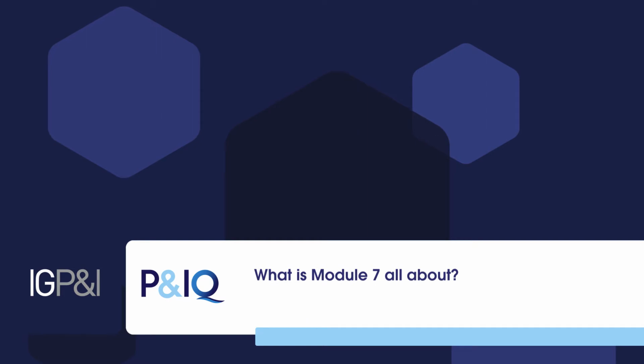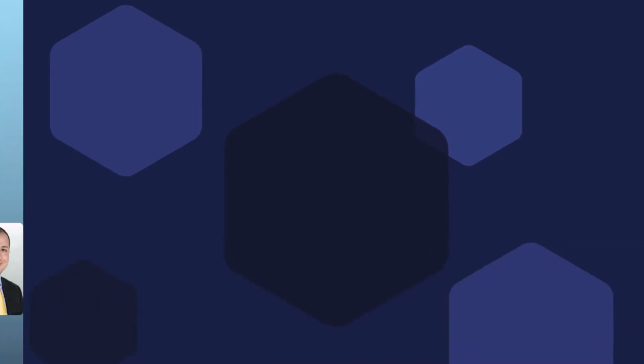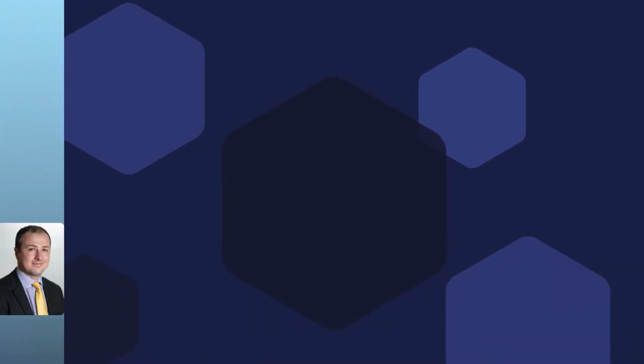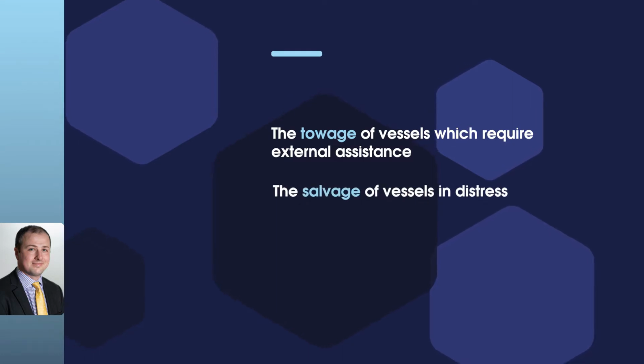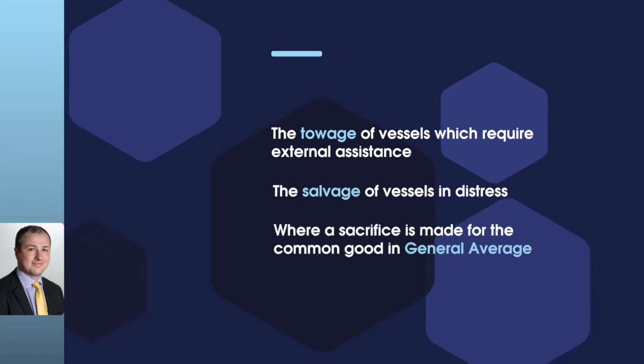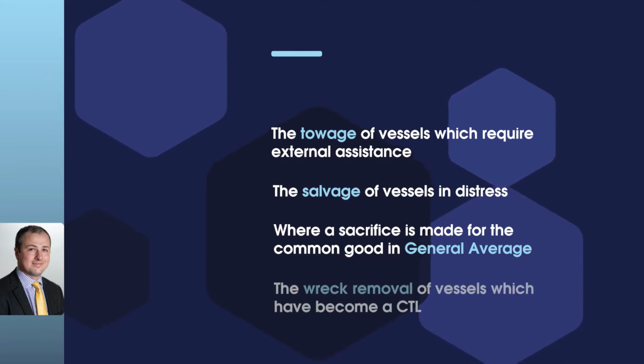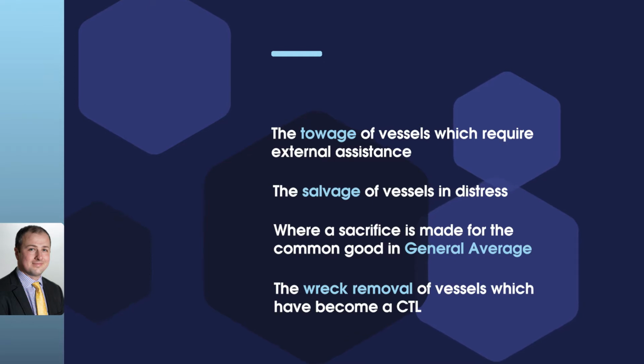Module 7 deals with some elements of P&I which could be described as providing assistance. There are 4 elements: the towage of vessels which require assistance, salvage of vessels in distress, the application of general average when it's necessary to make a sacrifice for the common good, and the wreck removal of vessels which have reached the end of their life through some casualty.